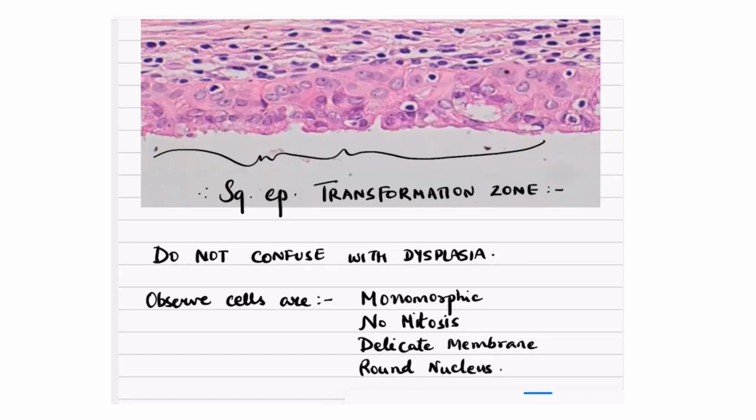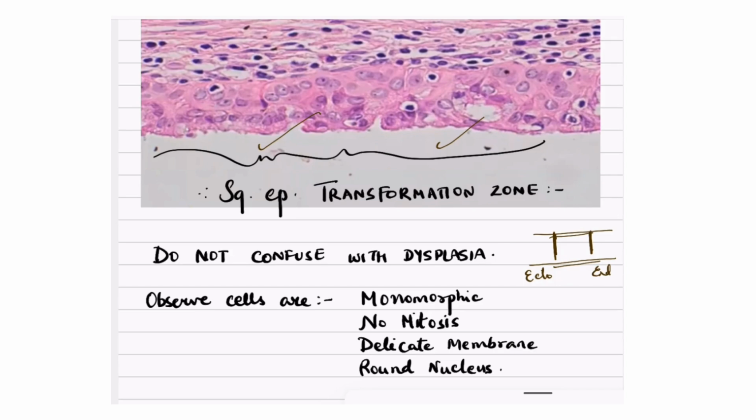What is a transformation zone? The transformation zone is where there is one zone of squamous and then columnar. So the transition from squamous to columnar, from ectocervix to endocervix, is the transformation zone, and it looks like this. Most new pathologists, people who have just entered pathology and are reporting a cervix, get confused whether it is something malignant or dysplastic. No, it is not dysplastic.